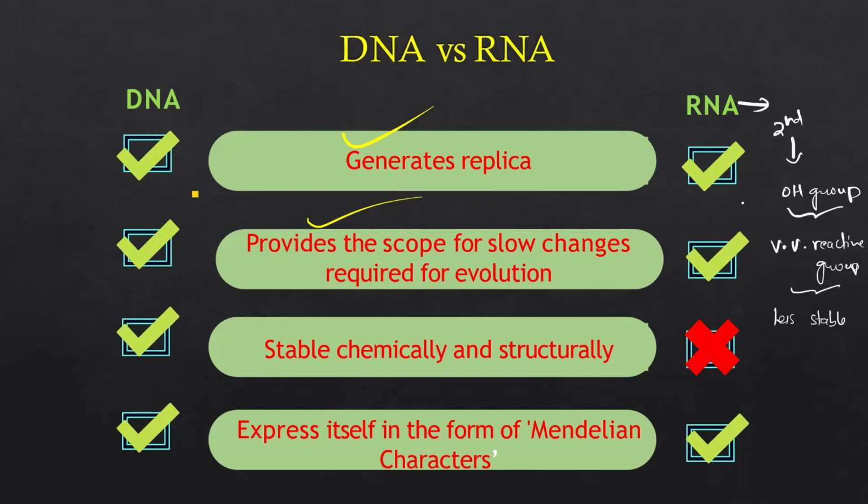So this is one reason. Second thing, in place of thymine, it has uracil, which is making it less stable. These are the two reasons why the RNA is not chemically or structurally stable, but DNA is. RNA has the OH group on the second carbon, which makes the RNA very reactive, and it has uracil in place of thymine, which also weakens the RNA. Both express the Mendelian characters. Apart from this, DNA and RNA both are the same.